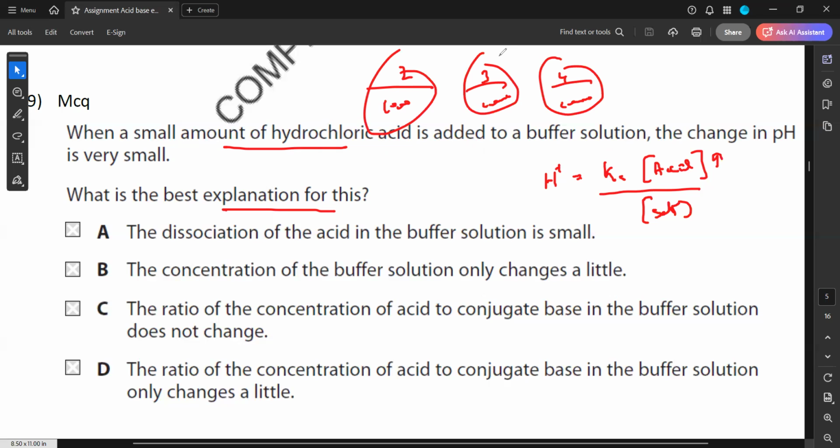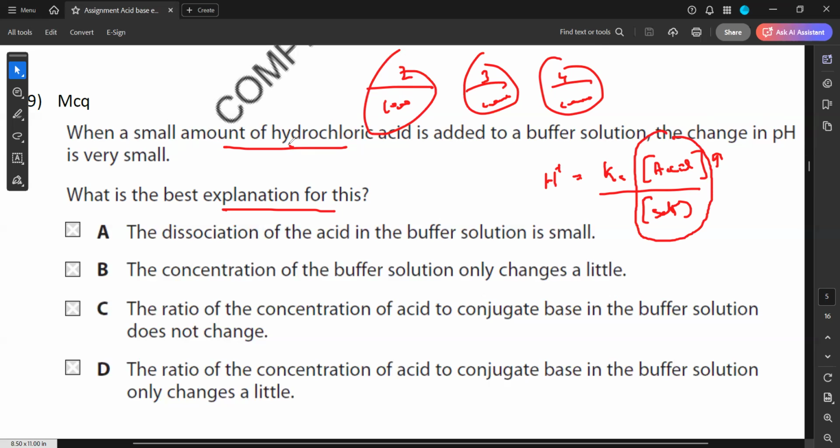In a buffer solution, we have a reservoir of a salt. Reservoir of a salt means we have too many negative ions. So even though we are adding an acid and the amount of hydrogen ion increases, this fraction won't change much. That's why the pH does not change.